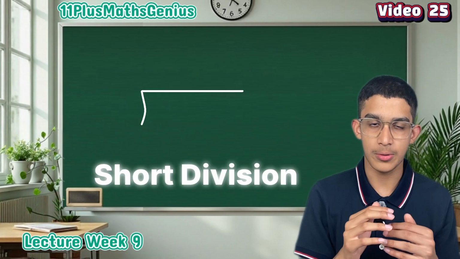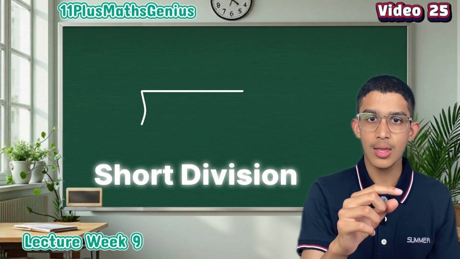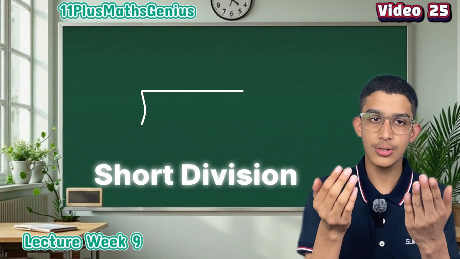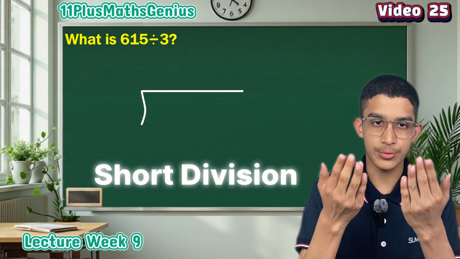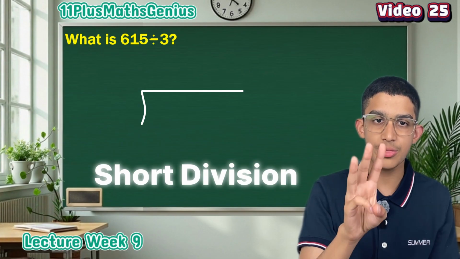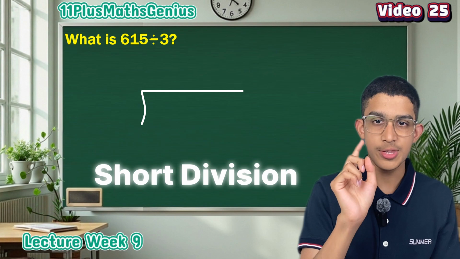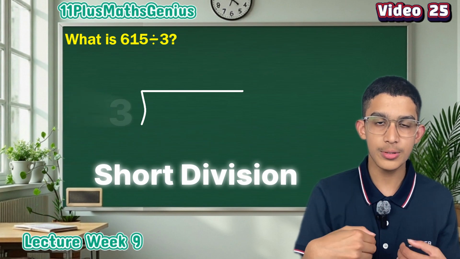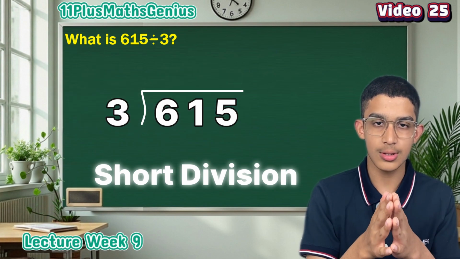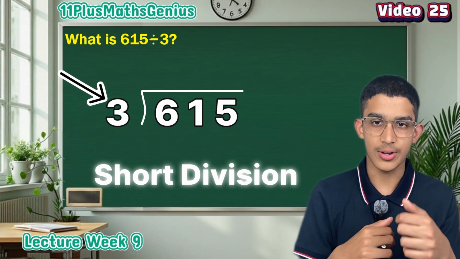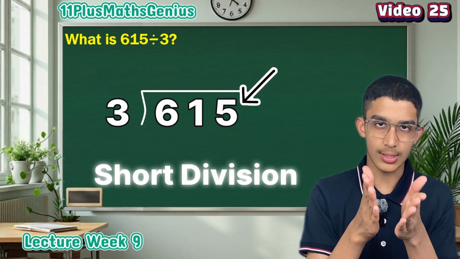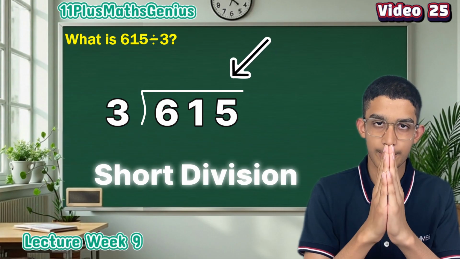Short division, bus method. When we can find the result in a single line, it is a very simple and short division. Example: what is 615 divided by 3? Step 1. We put the value in a structure as shown. Divisor on the left, dividing number in the middle, and the result on the top.